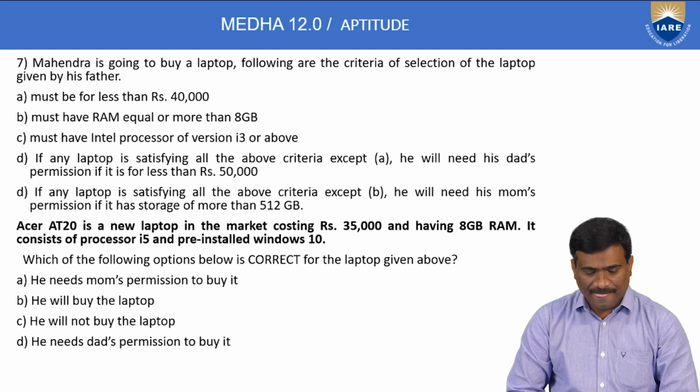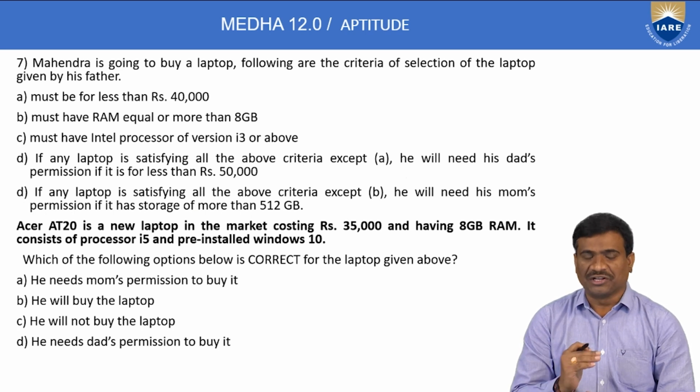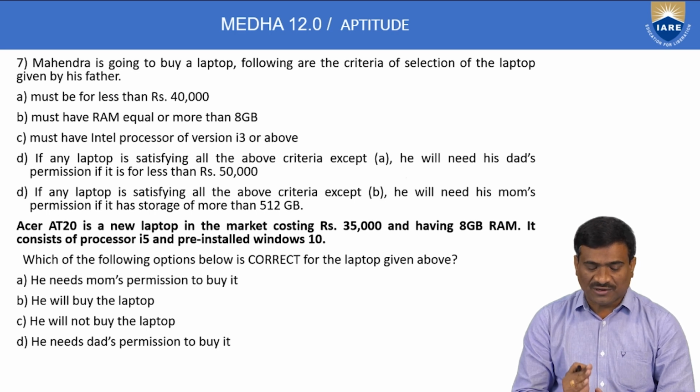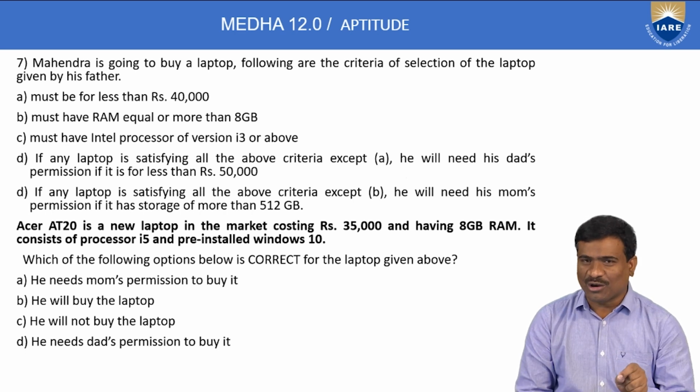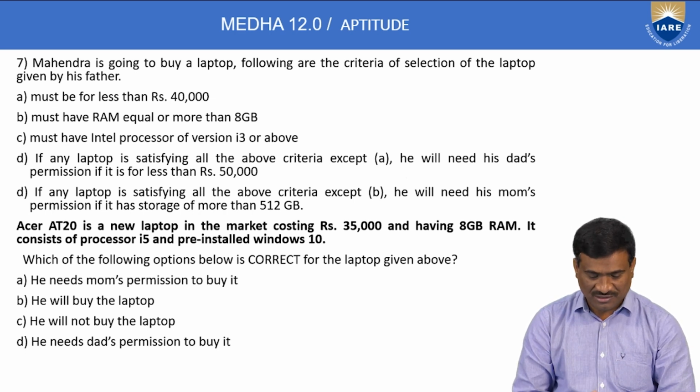Next, the 7th one. Mahendra is going to buy a laptop under the selection criteria given by his father. Conditions. Number 1: it must cost less than rupees 40,000. Condition: amount less than 40,000. B. It must have RAM equal to or more than 8 GB, storage capacity. It must have an Intel processor of version i3 or above.